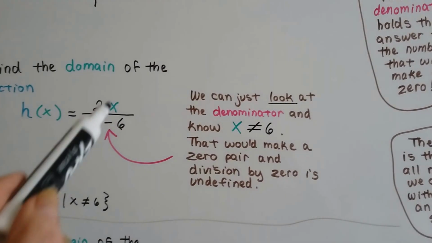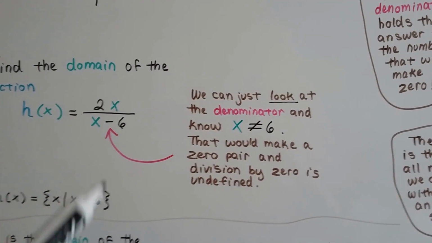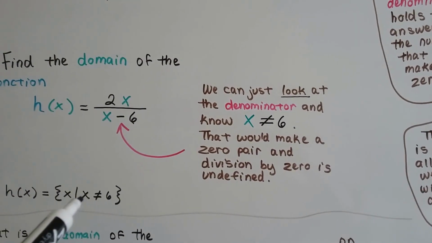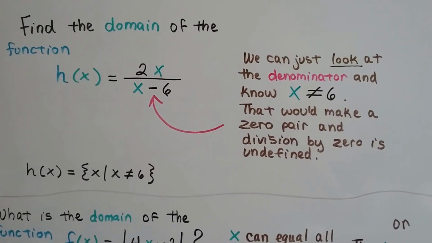See? When you see it like this as a fraction, you could do it really quick because you just have to see what's going to make that 0, and that's the one that's not allowed, and you can write it in set builder notation. See?